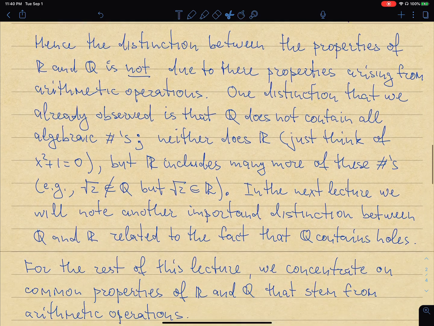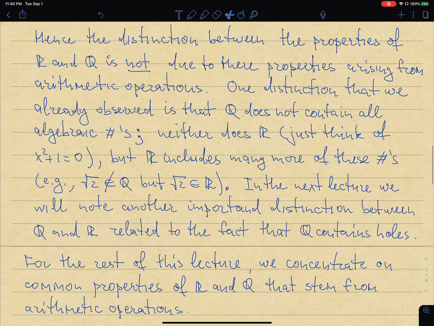So that means that if I have to explain to someone what are the distinctions between properties of R and Q, I should not appeal to arithmetic operations because they work in exactly the same way in both sets. Both sets are closed under all of these arithmetic operations. So that means that the distinction between the two sets actually comes from somewhere else.